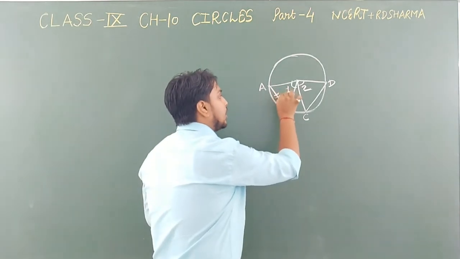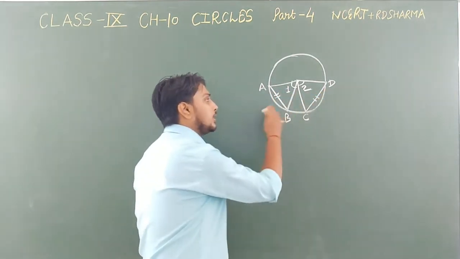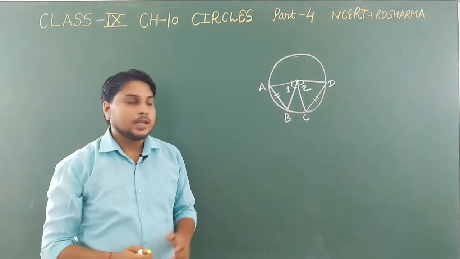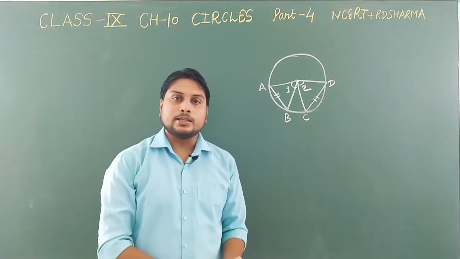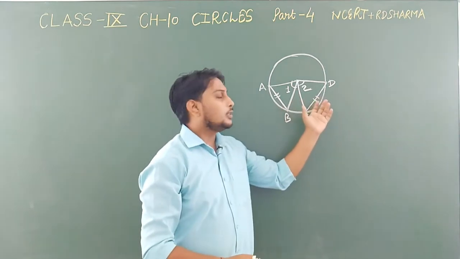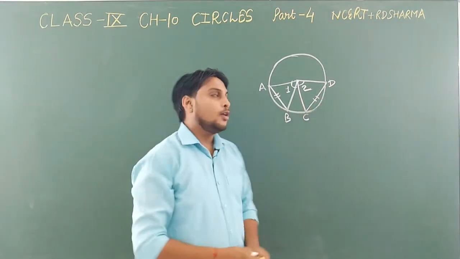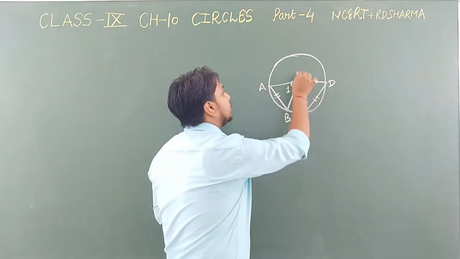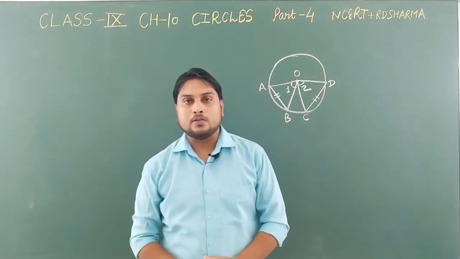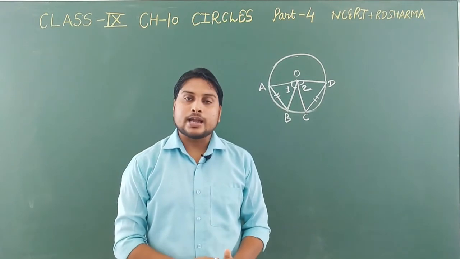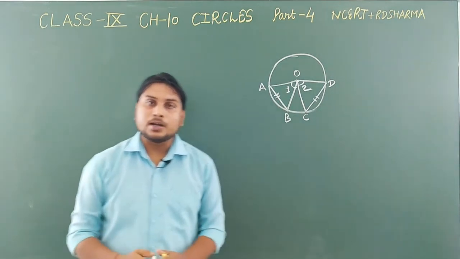When the lengths of the chords are equal, means if AB is equal to CD, 2 chords in a circle whose lengths are equal, then the angles they subtend at the center are equal. This point is the center of the circle. This was the first theorem that we proved in the last part.